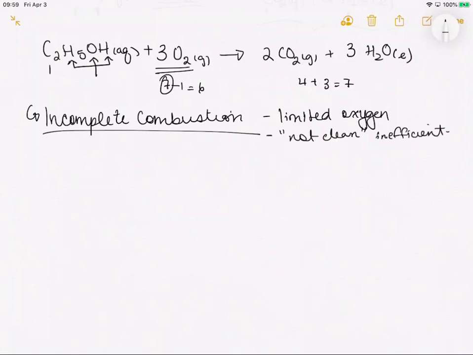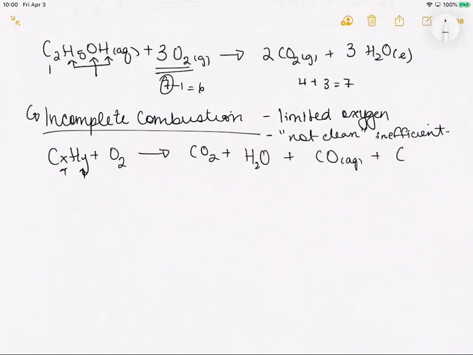All right, so for the purposes of this course, we're never going to make you balance it. So I'm just putting X and Y because yay, algebra. And you're going to have the production of carbon dioxide. You're going to have the production of water. But then you have these two. You have carbon monoxide and carbon soot. So CO, this is carbon monoxide.